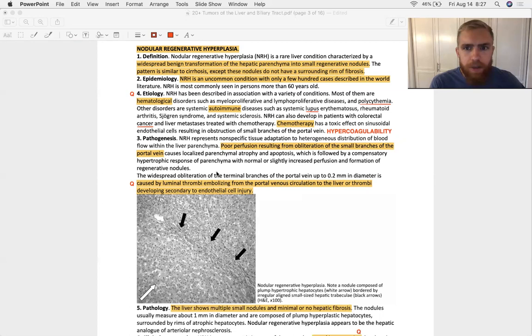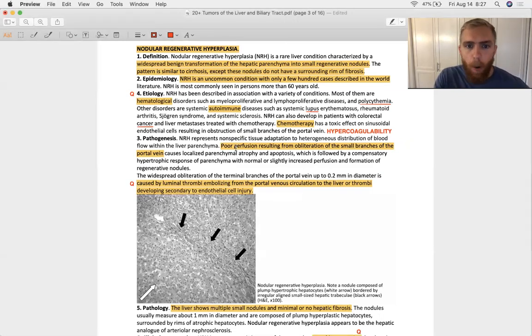It's an uncommon condition. It's associated with anything that makes you clot, anything that makes you hypercoagulable, can give you nodular regenerative hyperplasia, because again, we said that this pathology is due to poor perfusion resulting from obliteration of small branches of the portal vein. So that contrasts it with that focal nodular hyperplasia we just looked at, which was due to hyperperfusion because of a real big artery. This one's due to real small veins, and so there's not enough blood going around.